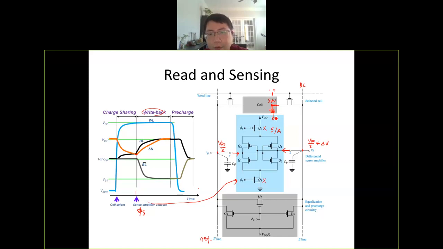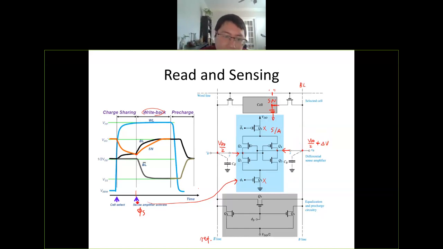For floating circuits, the voltage can be arbitrary. These two nodes can be any voltage, so it doesn't matter. These two node voltages will be determined by the outside because it's floating. It's not determined by the Q5 or Q6 internal circuit. It's determined by the external side because it's floating. So this node will be determined by the half VDD from the reference line, and this other node will be determined by half VDD plus delta V from the bit line.